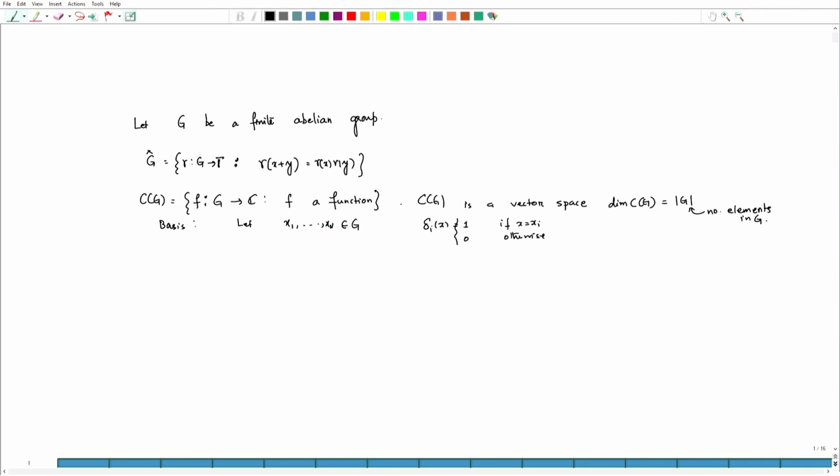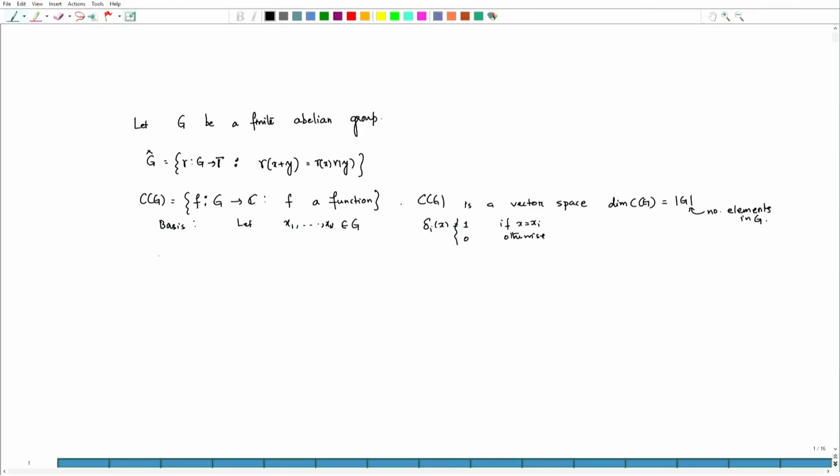Recall that to do Fourier analysis we had defined an inner product in the space of all functions on Z n, and in that direction let us make the notation for the inner product. Let f, g belong to C G, then define the inner product exactly as in Z n. So this is equal to 1 over n, summation over x in G, of f of x times g of x bar.